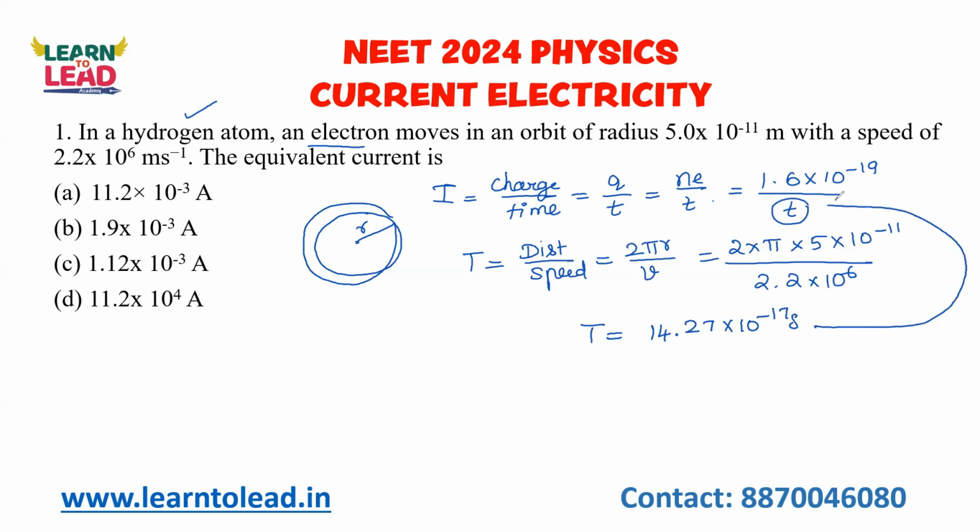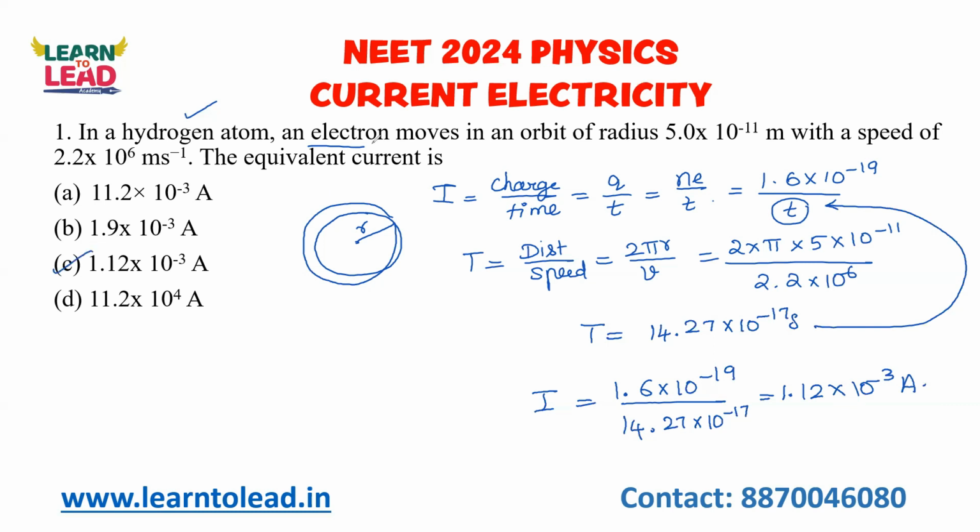Substitute this value in the current formula. I is equal to 1.6 into 10 to the power minus 19 divided by 14.27 into 10 to the power minus 17. So you will get the answer as 1.12 into 10 to the power minus 3 ampere. So option C is your correct answer.